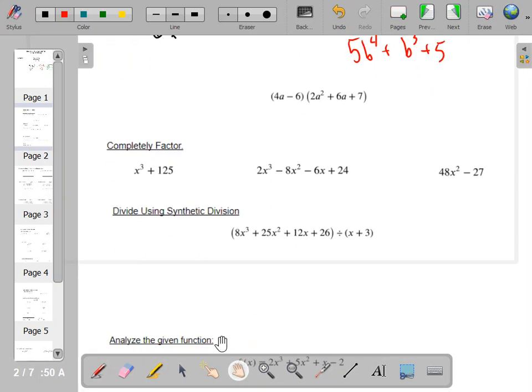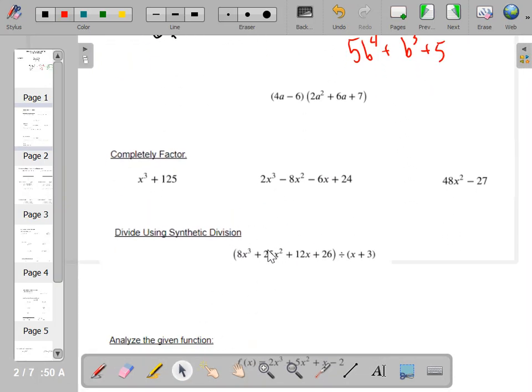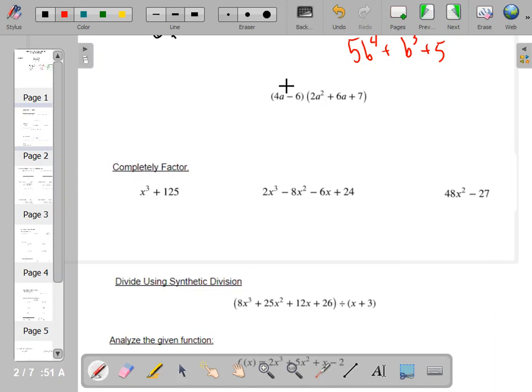Next one, we're multiplying. So when you're multiplying, you need to make sure you distribute. So I'm going to multiply this times everything, and then that times everything in the second term. So that's a total of 6 multiplications. 2 times 4 is 8. A times a squared is a cubed. 6 times 4 is 24. A times a is a squared.